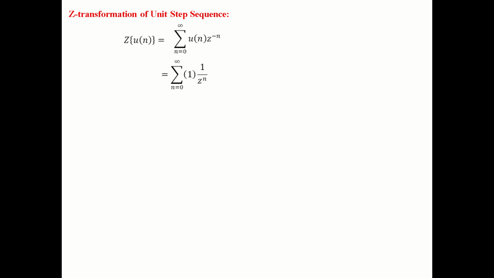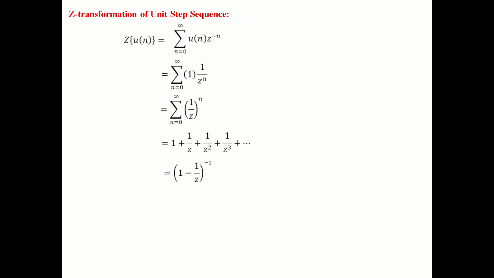Here in the place of x you have 1 by z, so you will get 1 minus 1 by z, whole power minus 1. Taking LCM, z minus 1 by z, power minus 1. Taking the reciprocal, because you have z minus 1 by z power minus 1, it can be written as z by z minus 1. Therefore Z of u n is equal to z by z minus 1.